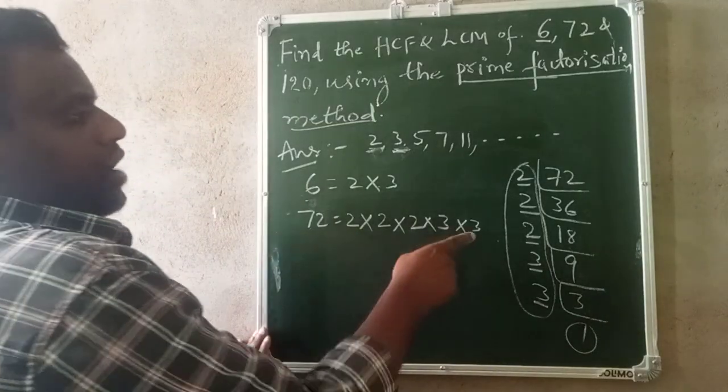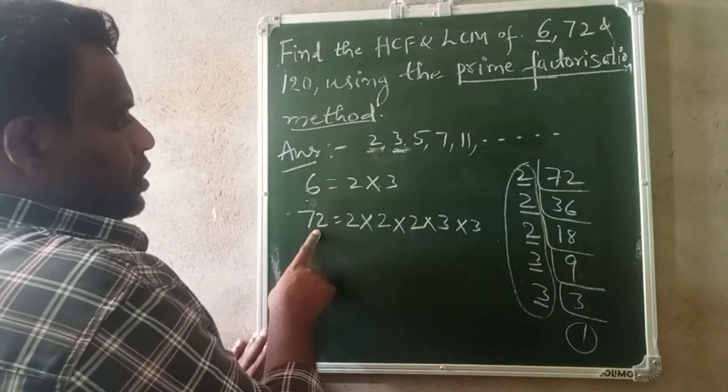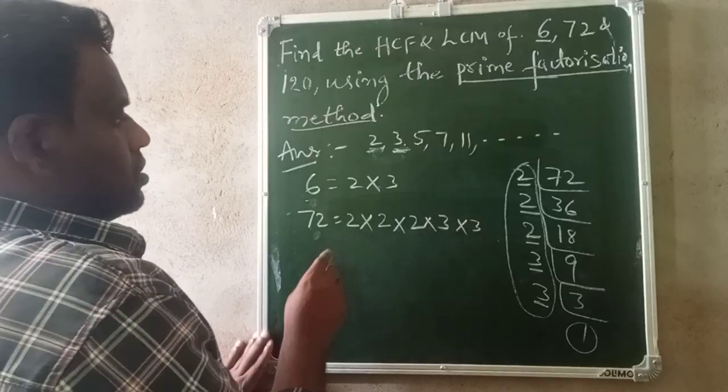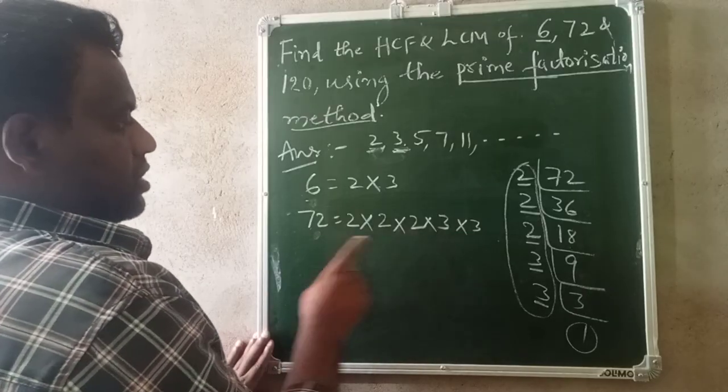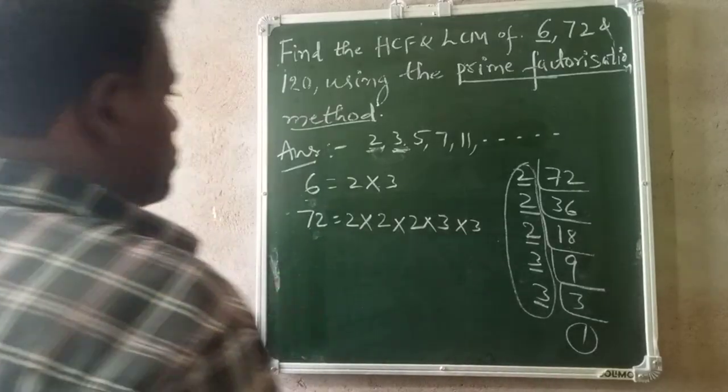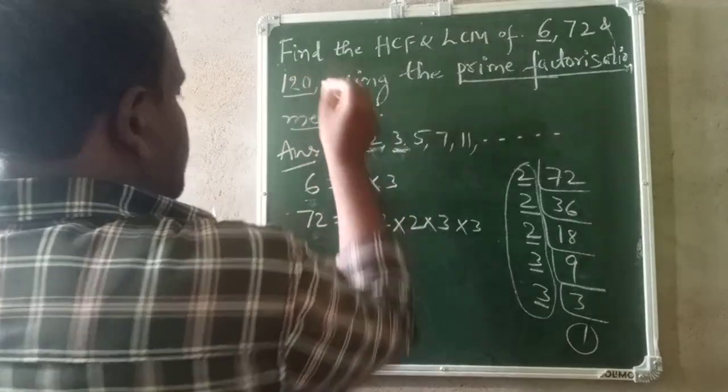Now see, this is prime factorization. We have written 72 as a product of prime numbers. So this is the prime factorization of 72. Similar to this, we will take 120 again.